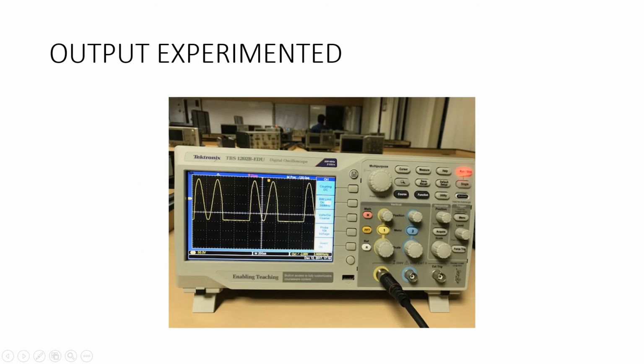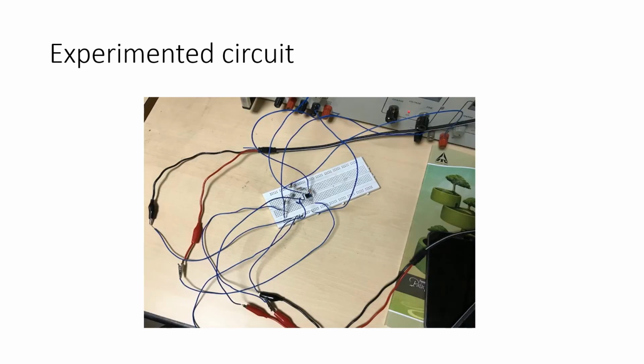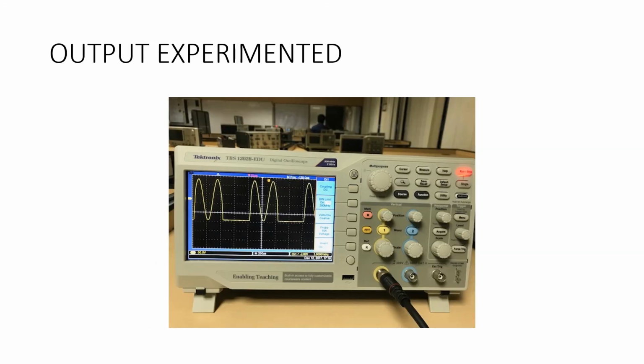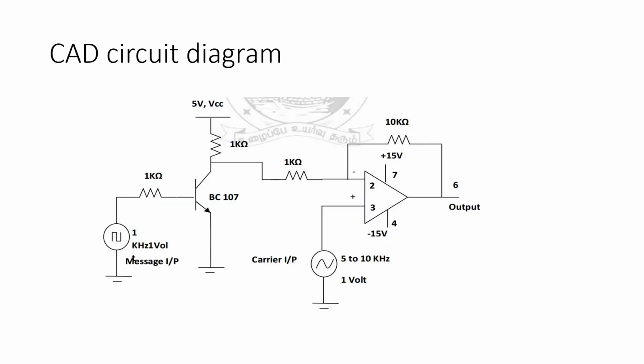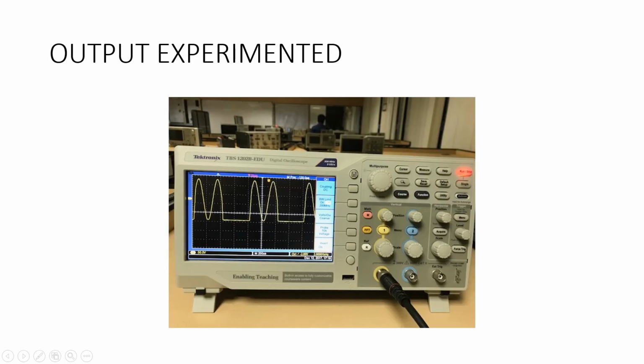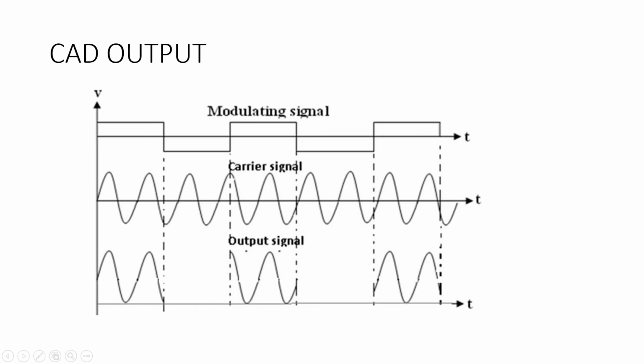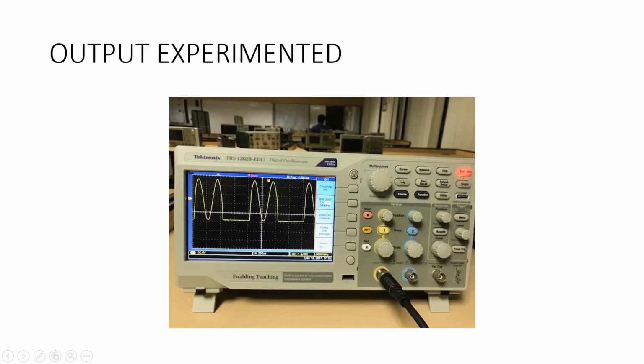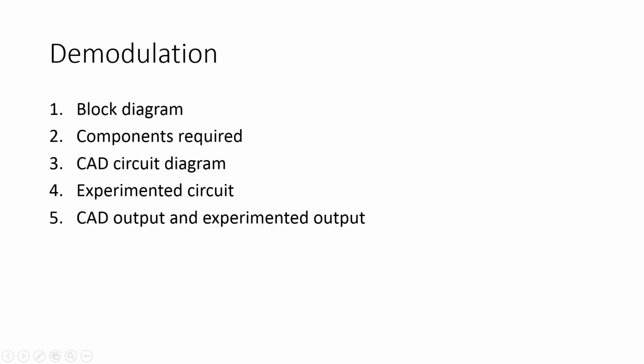Okay, so the experimented output. After the circuit which is shown here, we ran it by giving a carrier signal of 5 to 10 kilohertz and 1 Vpp, and a message signal of 1 kilohertz and 1 Vpp. We get this output, and this is similar to the CAD output. We get a bit of noise, but this is what we get in reality.